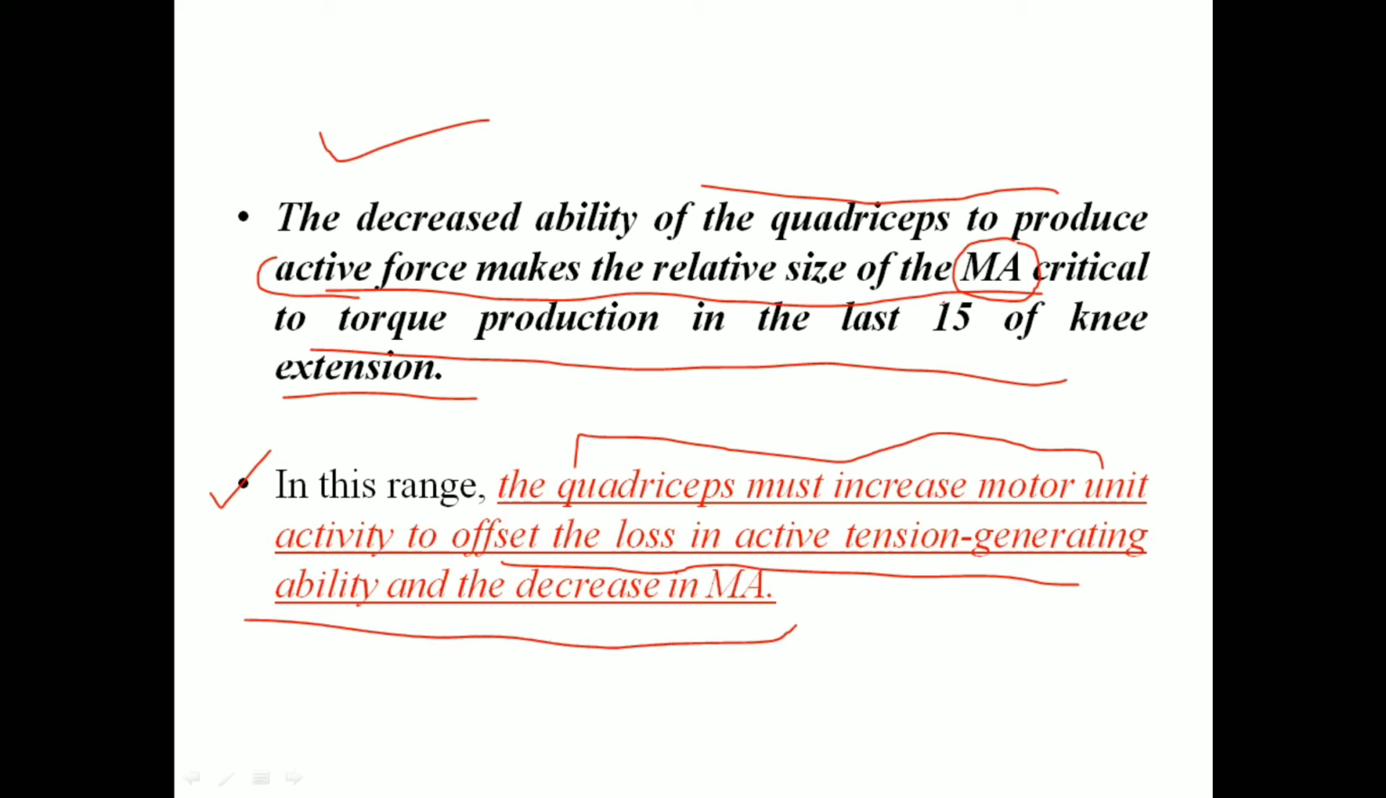So as we know, in the last 15 degrees, what is happening? There is a reduction in the moment arm, and there is decreased ability of the quadriceps to produce active force, but we know we need full extension. Now how is that extension going to be provided? In that range, the quadriceps muscle must increase its motor unit activity to offset these two points. They have to offset this decreased moment arm, and they have to offset the loss in active tension generating ability.